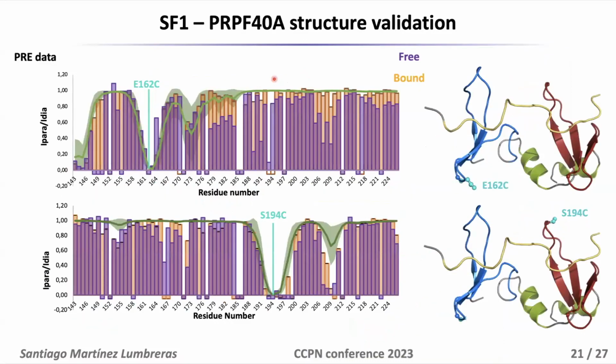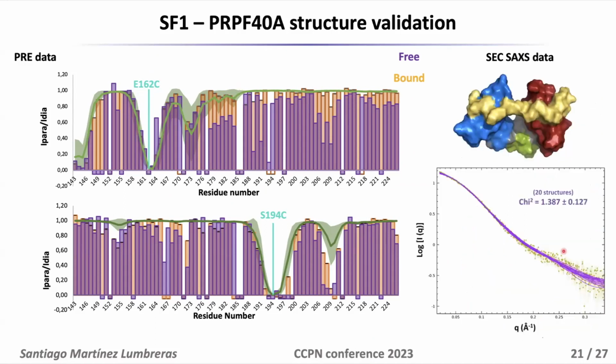We also did validation of the structure with the PRE data. Here we can see that the complex is more rigid, and there are no inter-domain contacts, because the PRE data for the bound state shows no inter-domain relaxation. And the SAXS data that we acquired for the complex now fits really well to the structure that we saw.